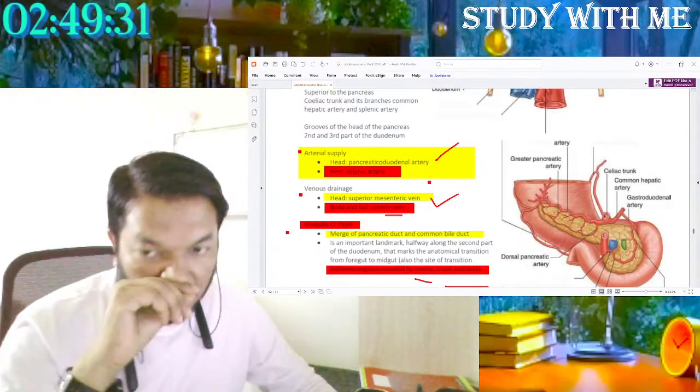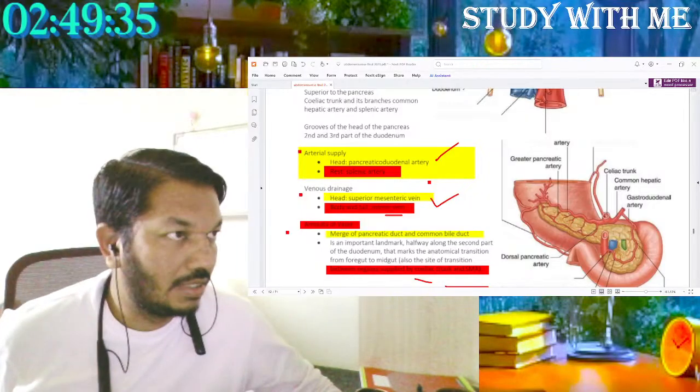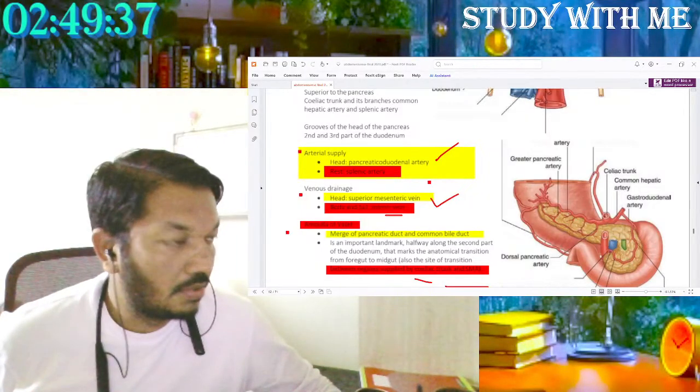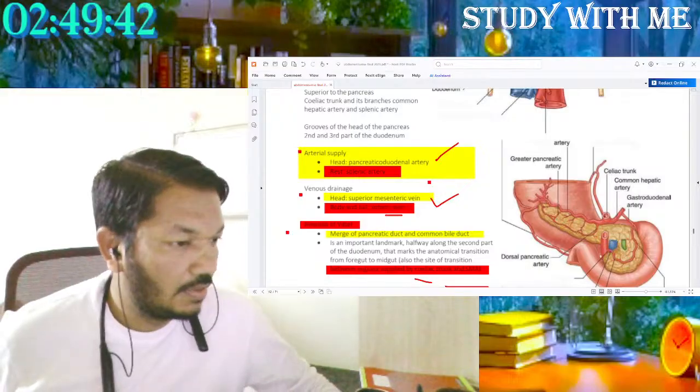You continue. Try to finish the maximum you can. There is not much left. Whatever has already been discussed, you can go through rapidly, and the remaining part also you can see.